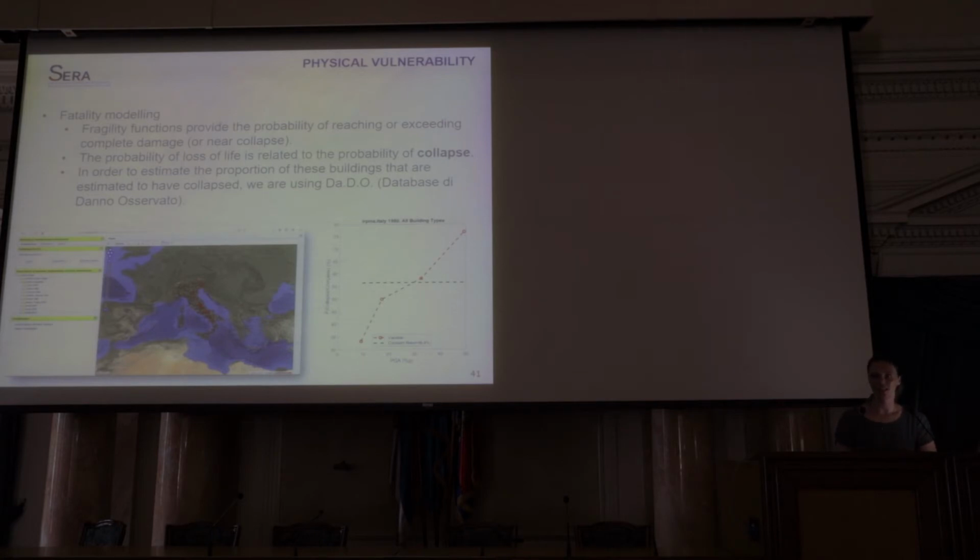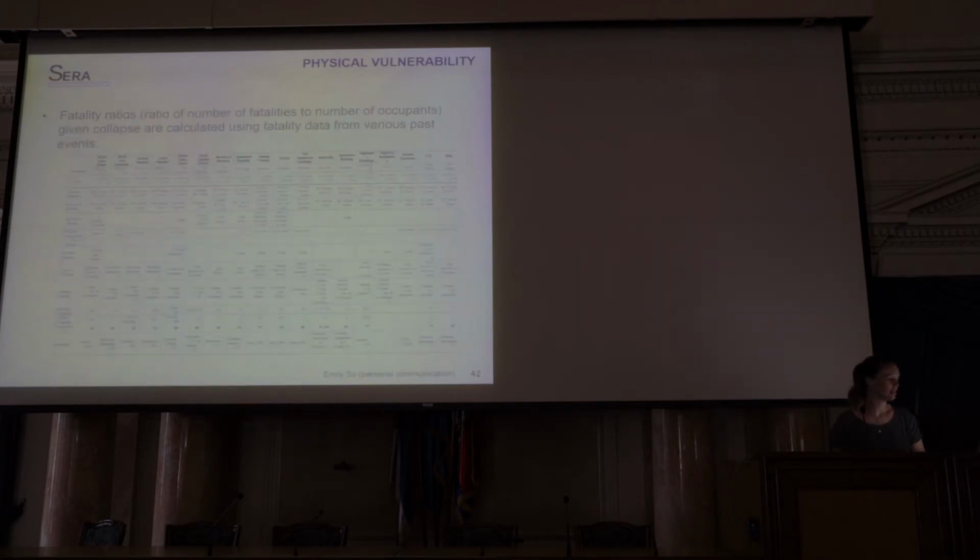Then once we have an idea of the percentage of the collapsed buildings, we then need to relate that to the fatalities, and that's where we use data that's been collected by a number of researchers, for example, Robin Spence and Tonis Pomonis. They're all working with us, sharing data that they've collected on the fatality ratios of past earthquakes. So the fatality ratio is the ratio of the number of fatalities to the number of occupants in the building at the time of the earthquake.